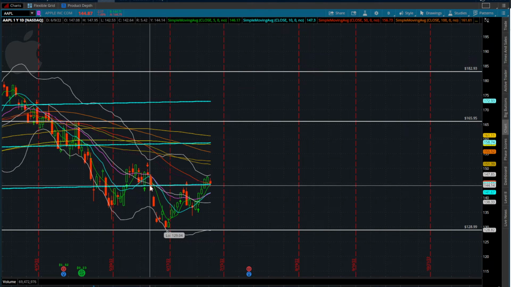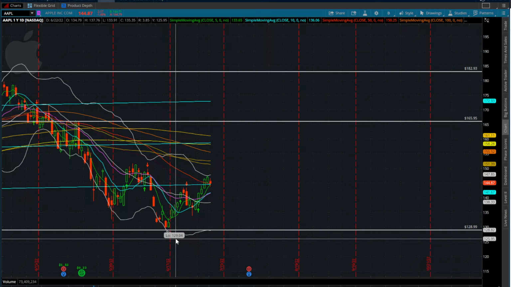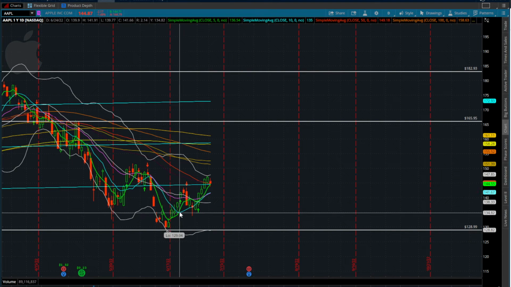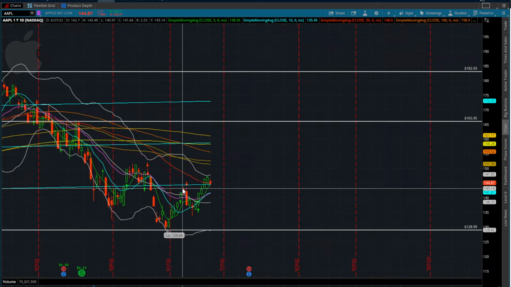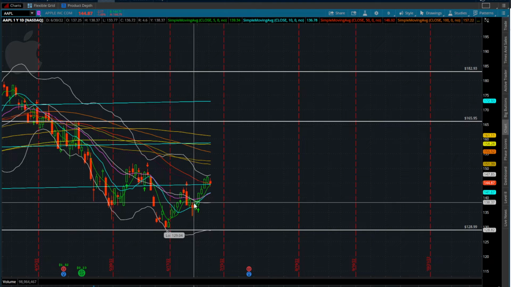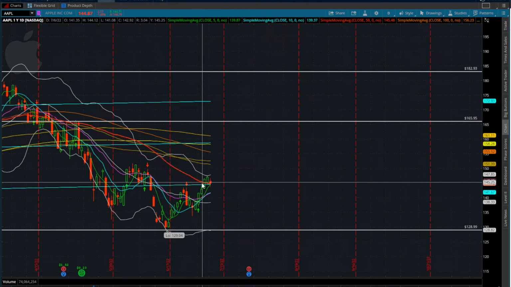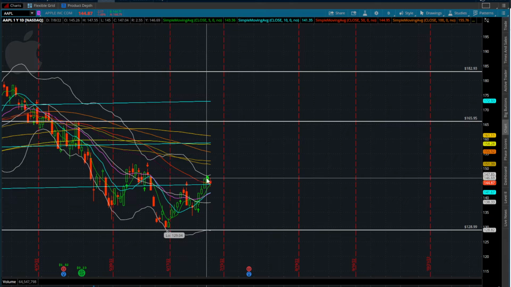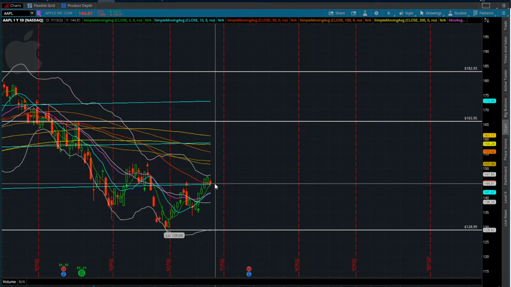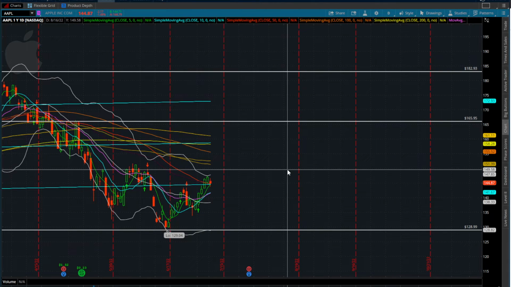But once we lost this linear regression channel, we came down to lows of 129. When we rounded back up, it acted as an area of resistance. We got pushed down, and when we finally got back over it this time, we put in a nice little 2-day run up. So as we're right here approaching this area, Apple still looks strong.